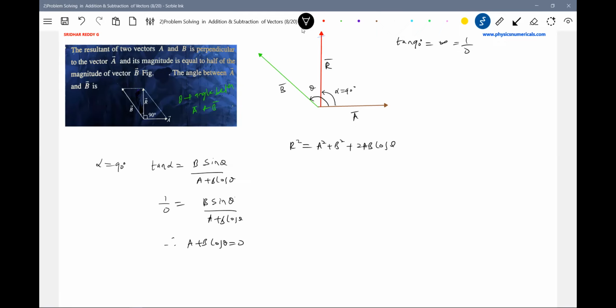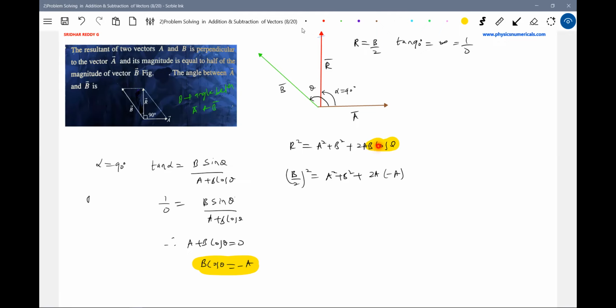The resultant of two vectors a bar and b bar is perpendicular to a, and its magnitude is equal to half of the magnitude of vector b bar. So what is R equal to? Actually, R is given as b by 2. So let's substitute b by 2 whole square, a square plus b square plus 2ab. We don't know b cos theta, what to do? Minus a, from where? From this one. So further you can write, b cos theta equals minus a. Look here, that I'm going to substitute here.